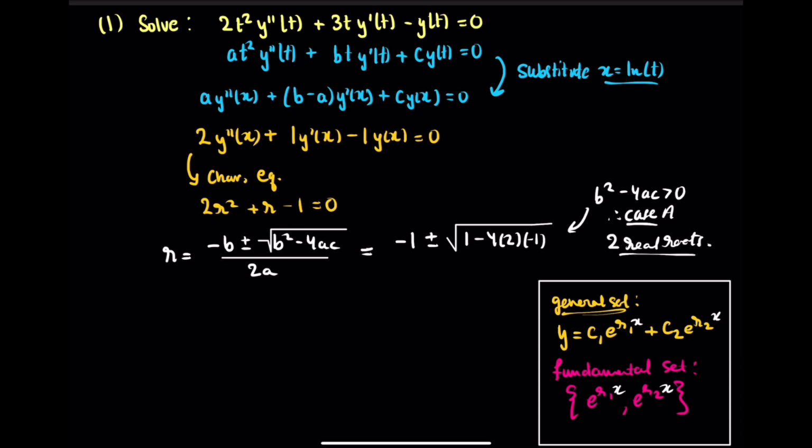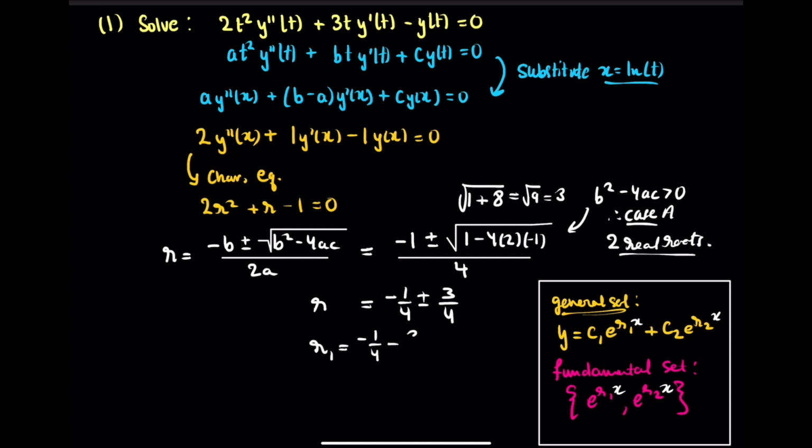Anyways, 2 over 2a, which is 4. And so then r equals minus 1/4 plus minus, and the inside of this radical simplifies such that it is 1 plus 8, and then that is root 9, and that's 3. So 3 over 4. So R1 is negative 1/4 minus 3/4, which is negative 1. And R2 is negative 1/4 plus 3/4, which is 1/2.